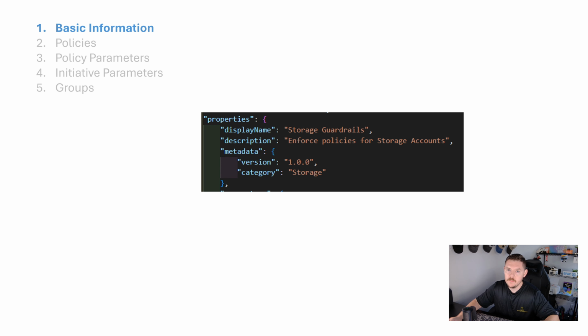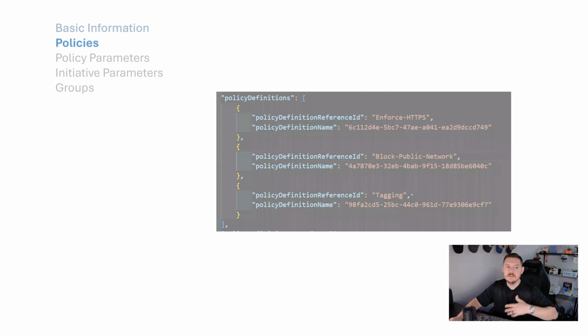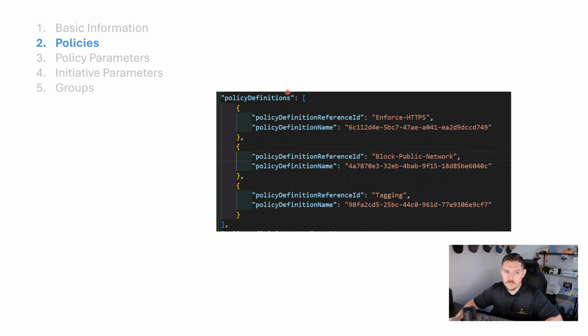As we move on from the basic information to the policies themselves, the way that we create them within the policy set is in a property called policyDefinitions, which is an array. So in this specific case, we're looking at 3 entries, going back to the example of one for enforce HTTPS, one for public networking, and the last one for tagging. Now, what I will say, the way that we group them, or the way that we identify which policies we want to use, is by this subproperty for each of them called policy definition name.